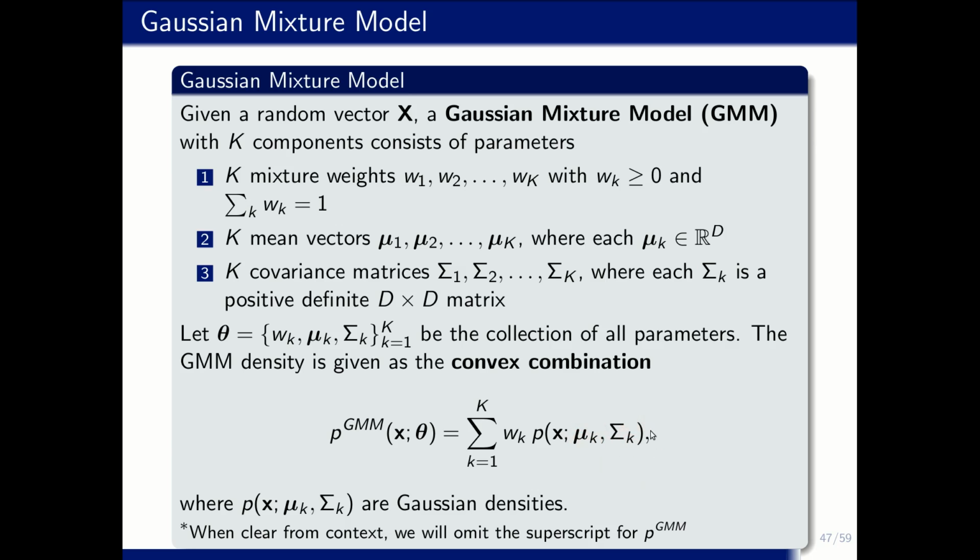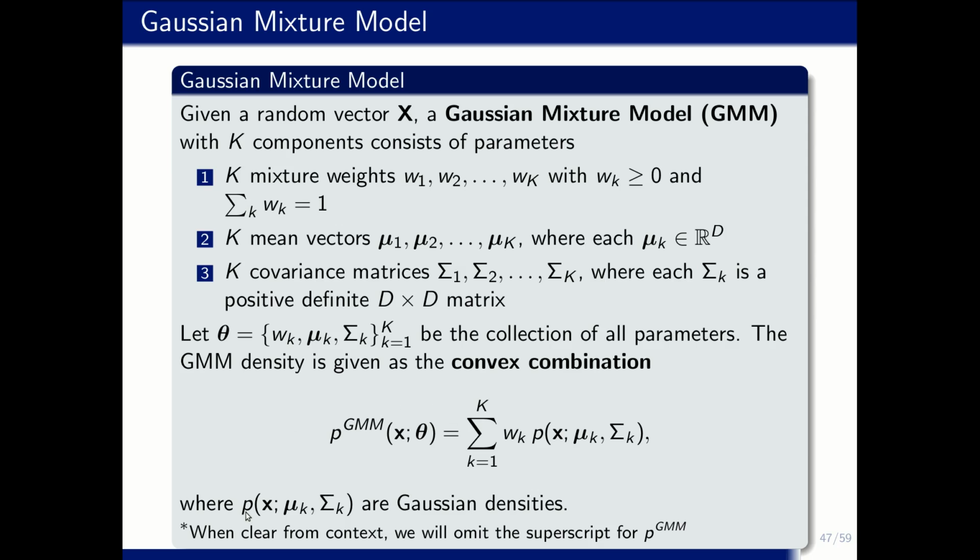So for each k, this thing here is a Gaussian density, but a different one for each k, because each k can have a different mean and a different variance. So for each k, we have a Gaussian density here, and we just take a convex combination. So we just mix them, a superposition, if you want, of Gaussian densities. And this gives you essentially a new density, the Gaussian mixture density.